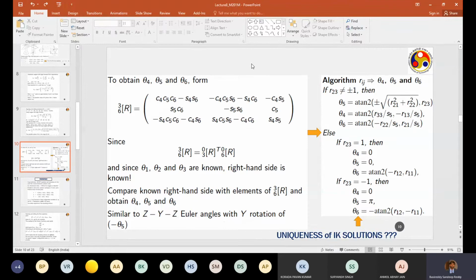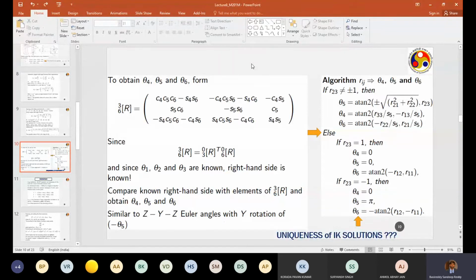Now in 0 to 3 you have theta 1, theta 2 and theta 3 which we have calculated. And 0 to 6, those are the values that are given to us. The components are given, so the right hand side is known. And from that you can obtain theta 4, theta 5 and theta 6.